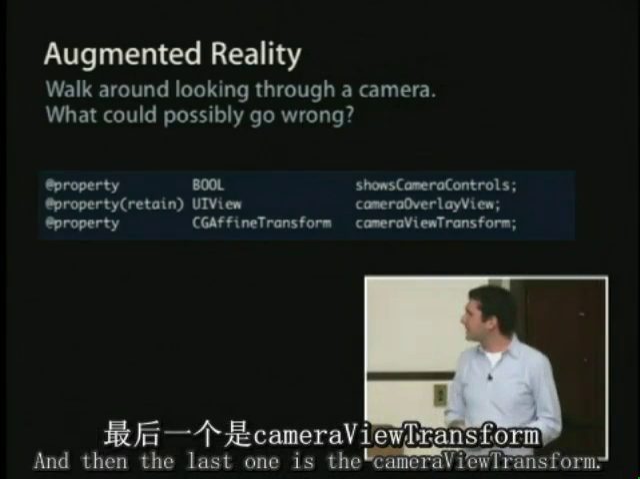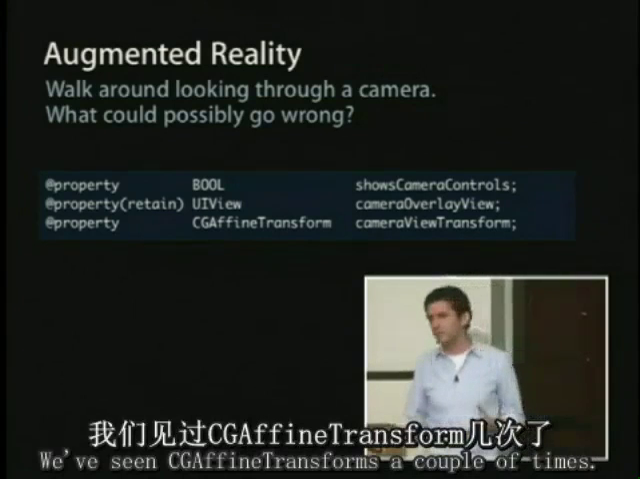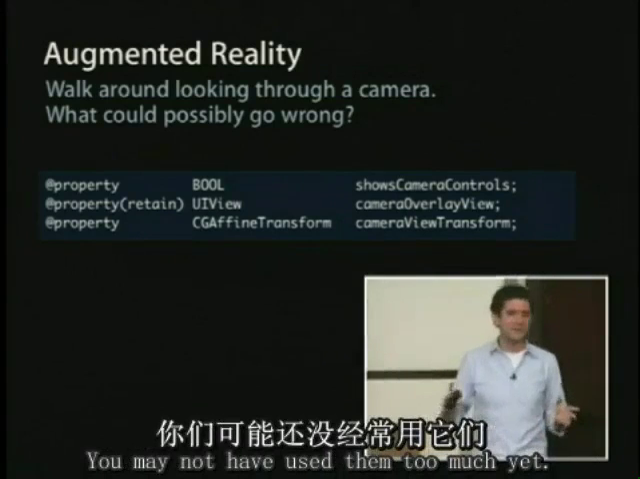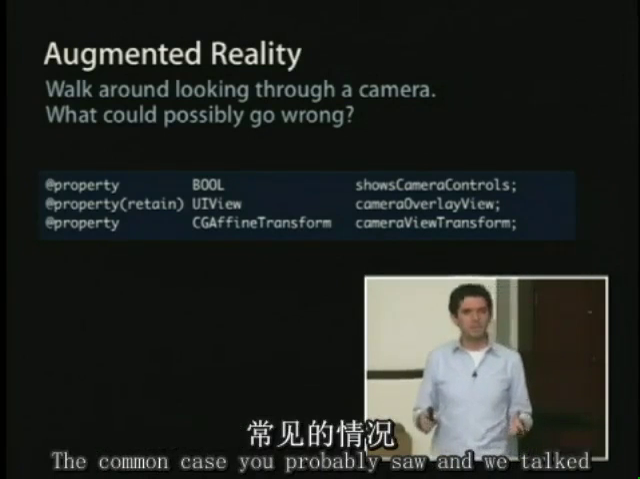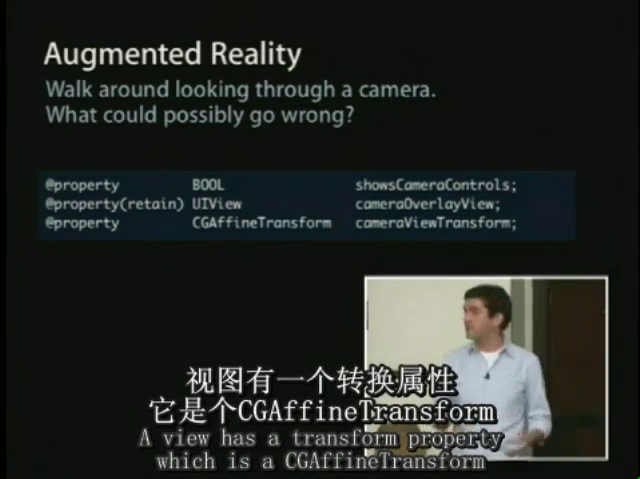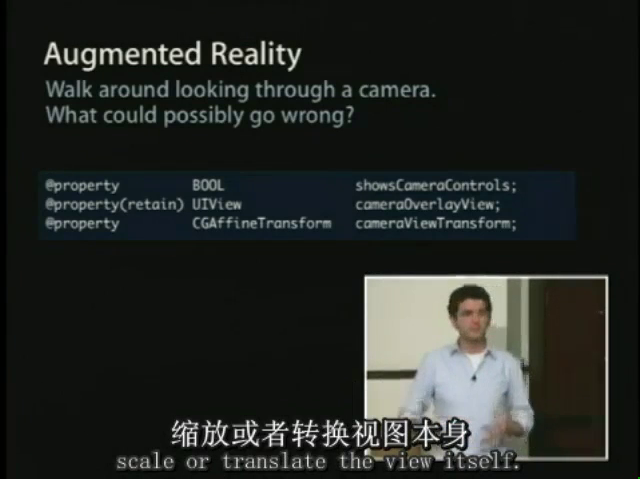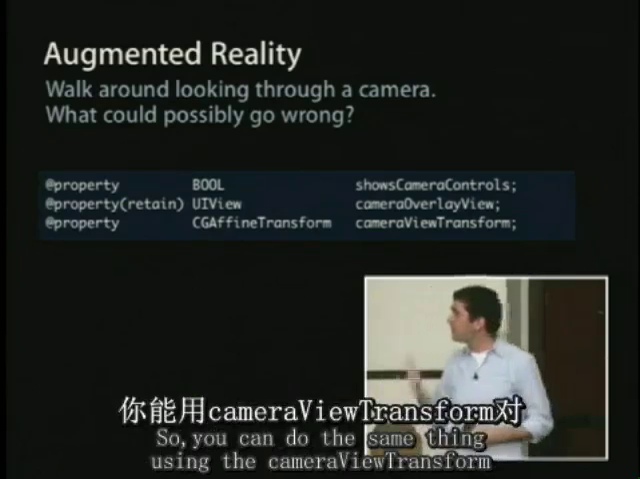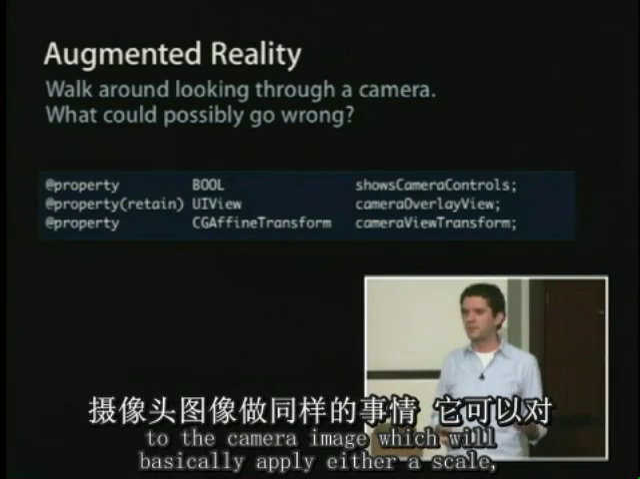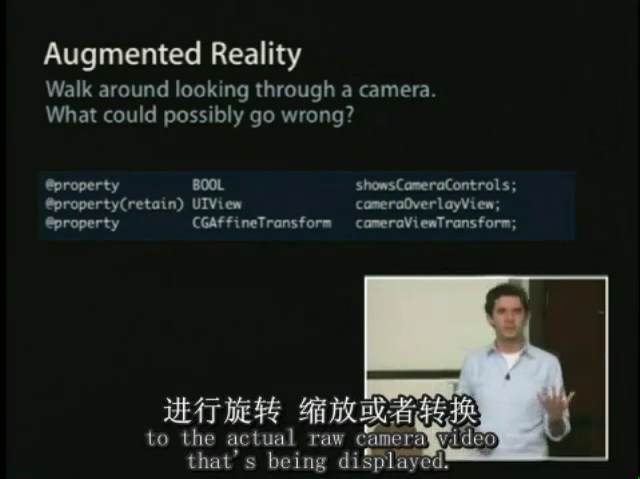And then the last one is the camera view transform. It's a CG affine transform. We've seen CG affine transforms a couple times. You may not have used them too much yet. The common case you probably saw, and we talked about a little bit, was on UI view. A view has a transform property, which is a CG affine transform that lets you either rotate, scale, or translate the view itself. So you can do the same thing using the camera view transform to the camera image, which will basically apply either a scale, rotation, or translation to the actual raw camera video that's being displayed.